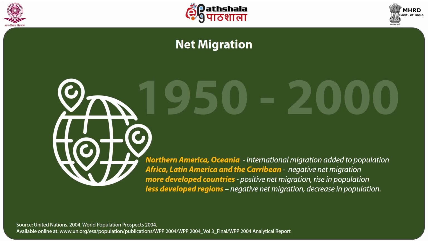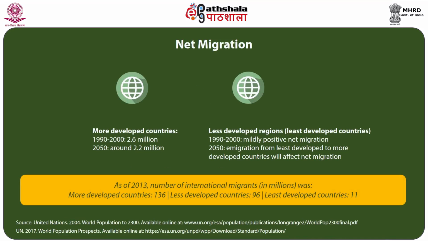More developed countries, no doubt, have experienced a positive net migration, which is mainly due to a rise in population, whereas in the case of less developed regions there is a negative net migration and also a decrease in the population. What it clearly indicates is the net migration figures annually. If we look at the data between 1990 to 2000, in more developed regions it is to the extent of 2.6 million, whereas projections show that it is going to be reduced to 2.2 million by 2050.